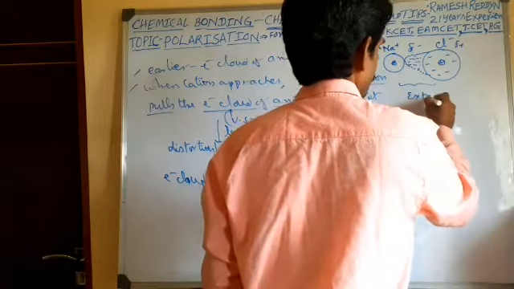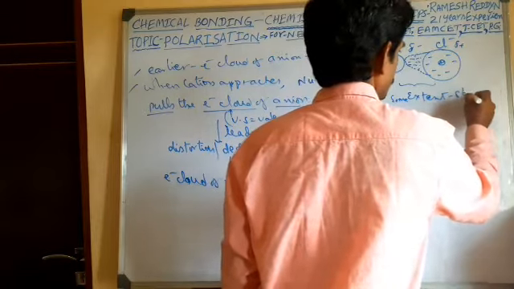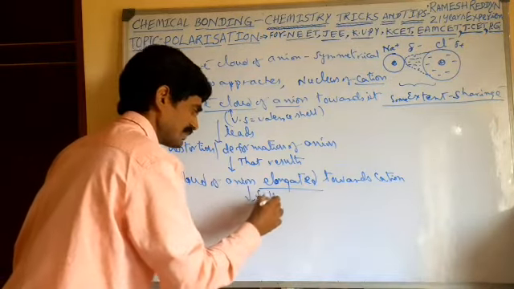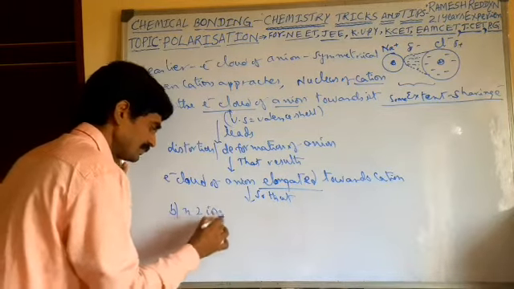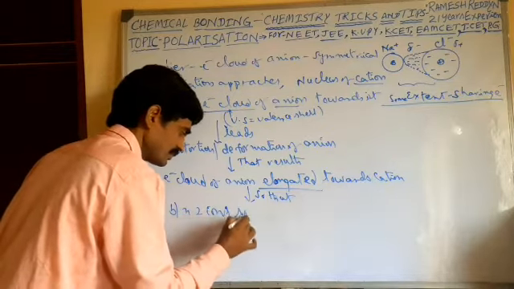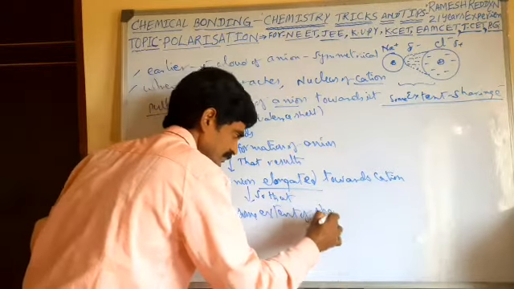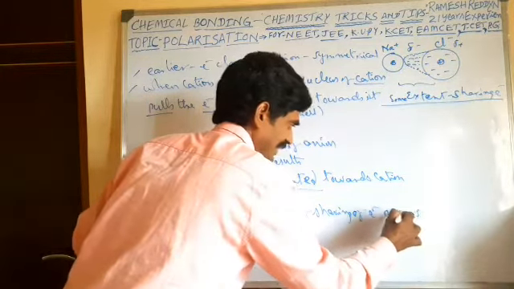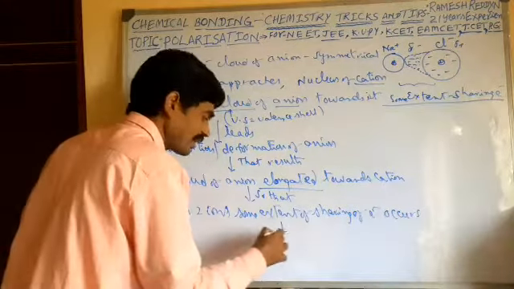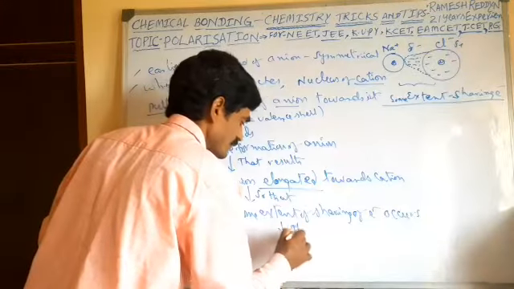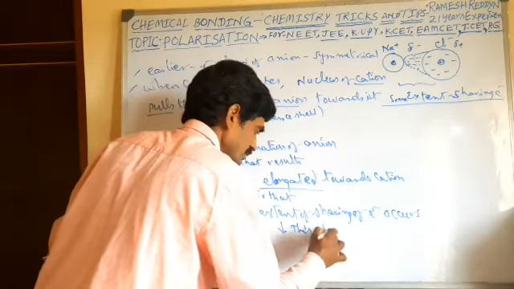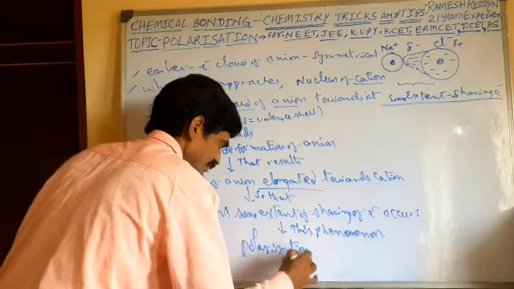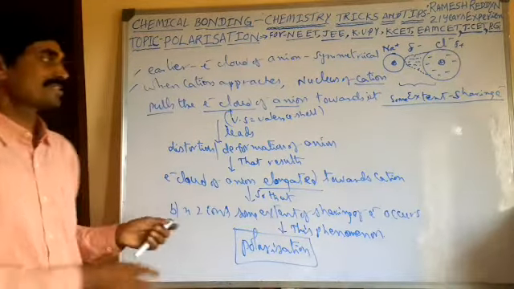Some extent of sharing of electrons takes place between the two ions. This phenomenon is known as polarization. Got it? Is the concept clear?